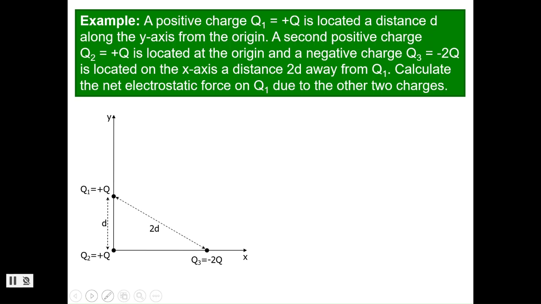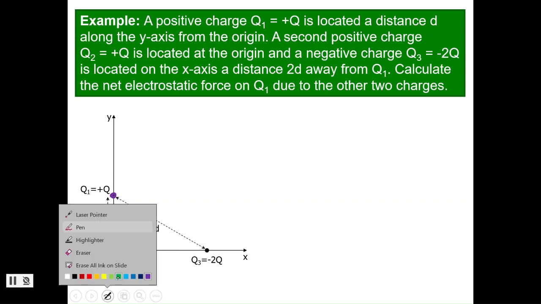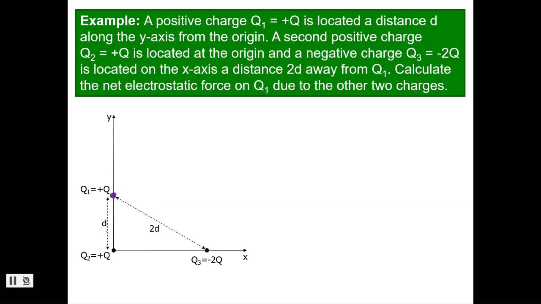And our goal is to calculate the net electrostatic force, which is that electric force, Coulomb's law, on Q1 due to the other two charges. So I'm interested in what's going on with this charge right here. So I have to look at the other two charges. So if I look at Q2, they're both positive, so that's going to create a repulsion force. So Q2 is going to push Q1 away. So I'm going to call that F of 2 on 1.